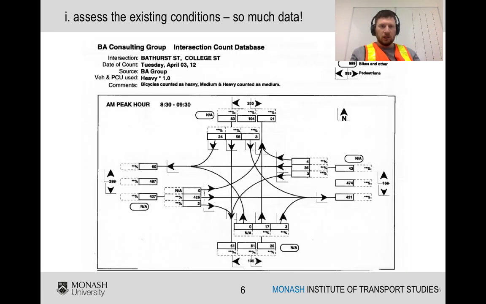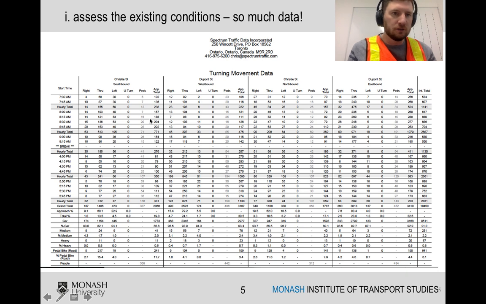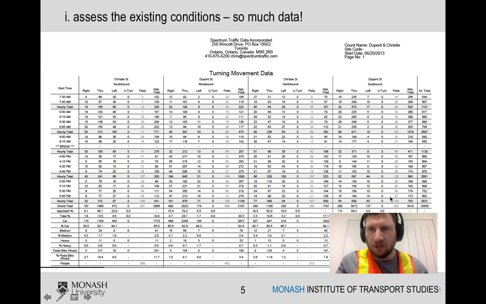And you can get software that pumps out these lovely graphs that tell us things like 100 cars went out this way, 56 cars went southbound through and 3 cars went southbound left during the AM peak hour from 8:30 to 9:30. But you can tell that it's a bit of a challenge sometimes to figure out exactly when the AM peak hour is. And well, actually, it's not that much of a challenge.